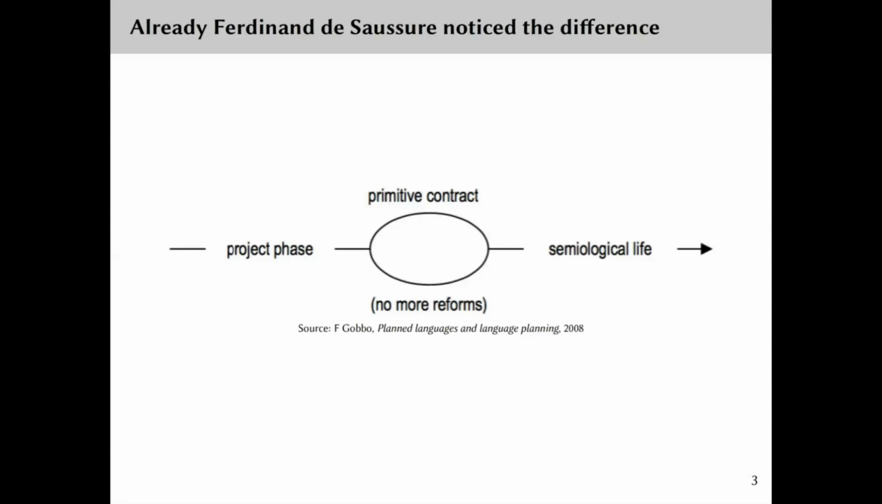And this primitive contract is completely implicit in the case of natural languages, while it is explicit in the case of constructed languages. Because from the moment in which the language is published, no more reforms are possible for free. Something happens, and the language starts its semiological life. So this is the expression that Ferdinand de Saussure noticed already more than one century ago.